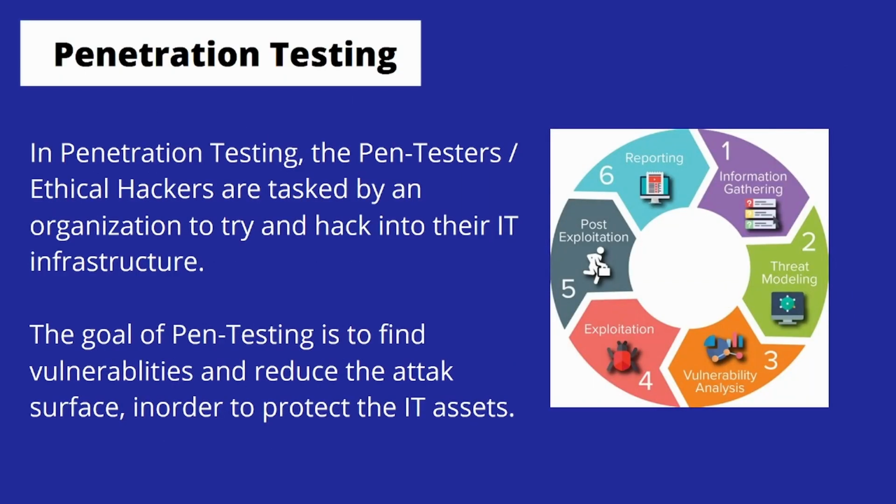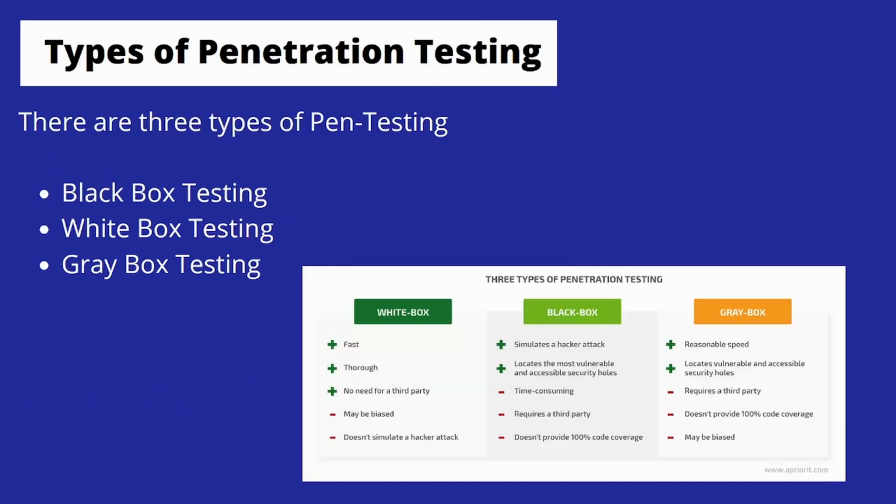Moving on, penetration testing. In penetration testing, the pen testers or ethical hackers are tasked by an organization to try and hack into their IT infrastructure. Now, why do that? The goal of pen testing is to find vulnerabilities and reduce the attack surface in order to protect the IT assets. There are three types of pen testing. Firstly, there's black box testing, white box testing, and gray box testing.